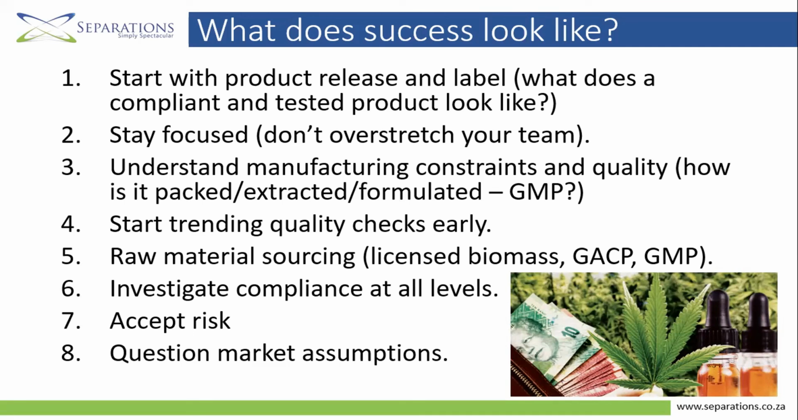Look at your raw material sourcing and licensing. Understand the quality of your biomass. Know the difference between a Control Union standard and certain GAP, GCP, GACP standards. So go and audit your cultivators if you're going to do a tertiary product. Go see the facility. And then the last thing I'd say is accept a lot of risk.